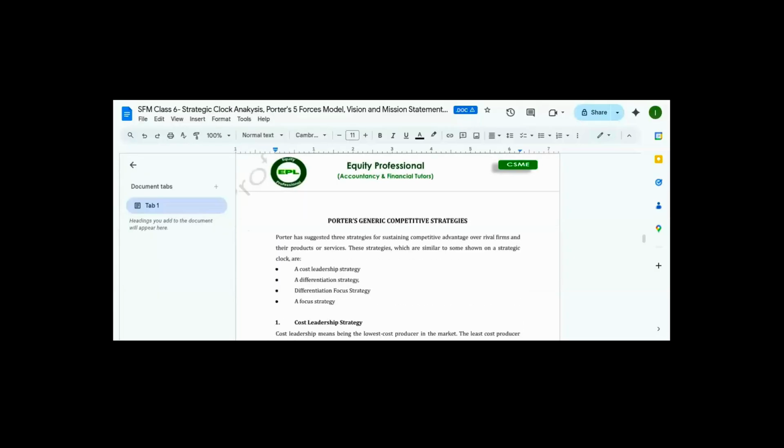So having a look at that, the next thing that we have is Porter's generic competitive strategy. Can I proceed, please? Hello, my erudite scholars. Can I proceed? Yes, sir, you can. Okay, thank you. So we look at Porter's generic competitive strategy.